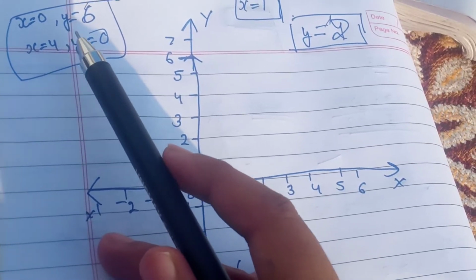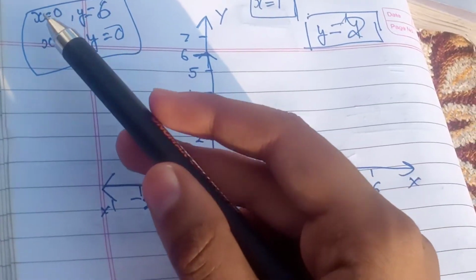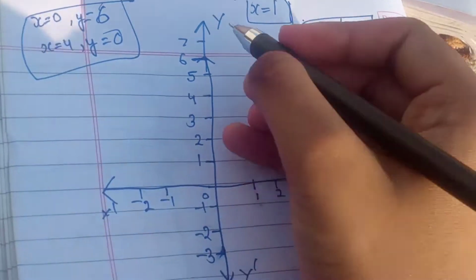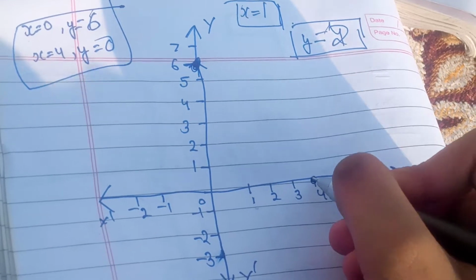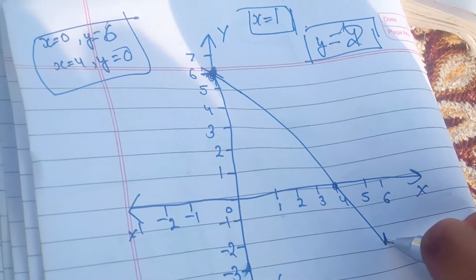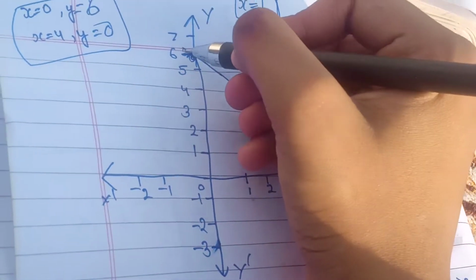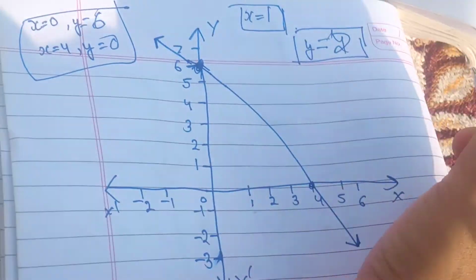Now I just have to plot the points over it and make my line. So the first point is y is 6, and this is x is 4. I'll just make a straight line joining these two points. I know it's not at all straight, but it suffices for our work to be done.